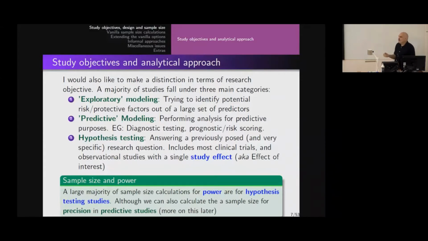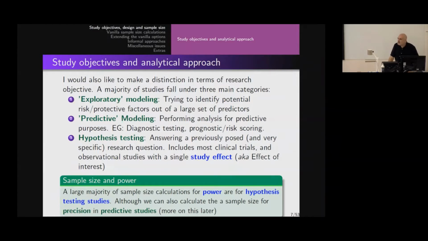And here the focus is at the level of the individual patient, or I should really say participant. So we might want to see if we can diagnose patients or get a prognostic score for each patient, or risk score a patient. So here the emphasis is on individual patients rather than making inferences about the population.